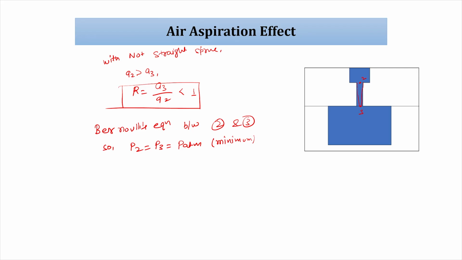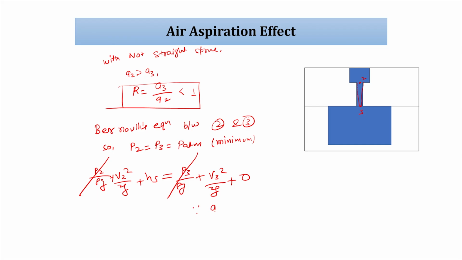Okay, minimum pressure should be P atmospheric. So P2 by rho g plus V2 square by 2g plus HS equals P3 by rho g plus V3 whole square by 2g plus 0.